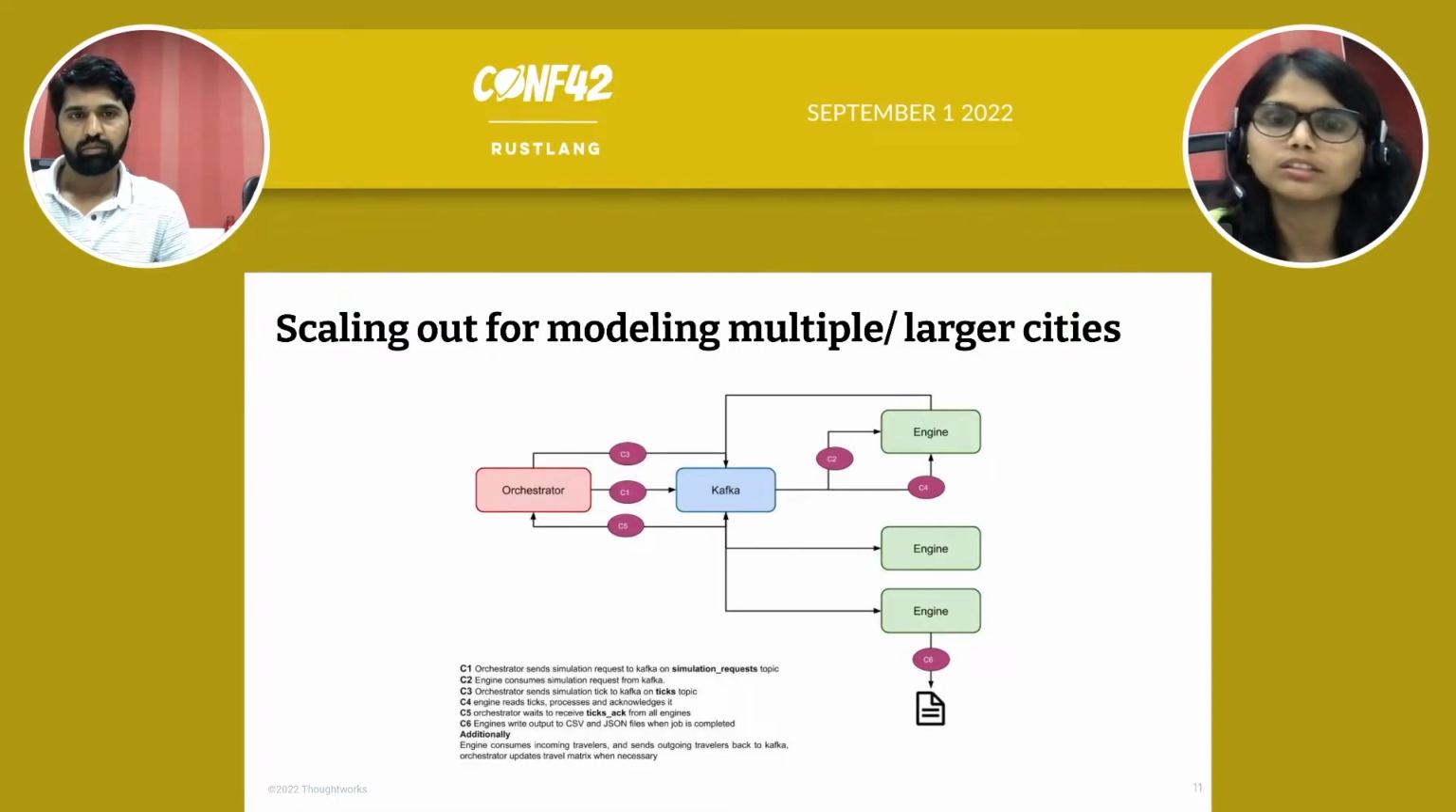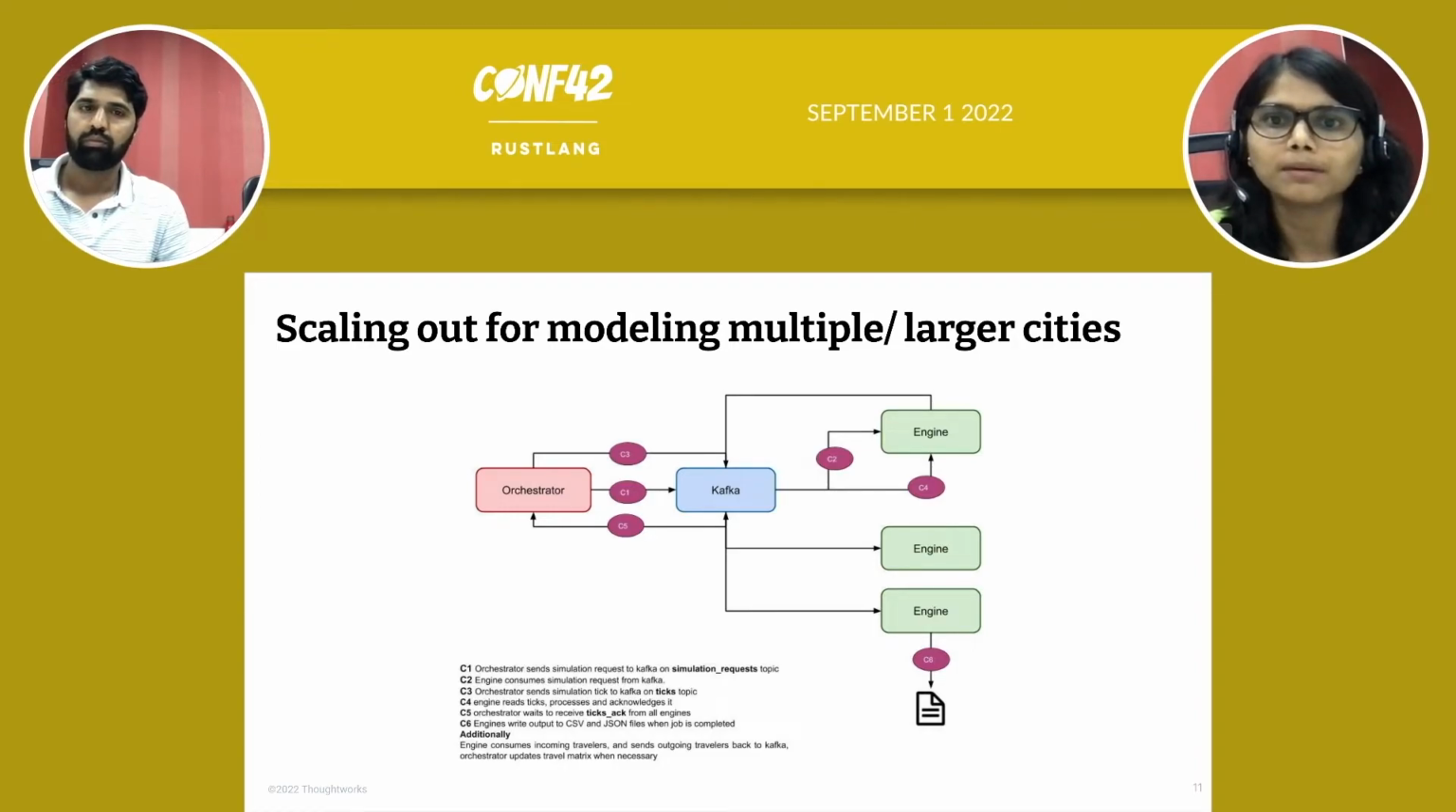Another thing is these engines are not completely isolated from each other. Agents will be traveling from one city to another city or one ward to another ward. That we are achieving using Kafka, where data of such commuters is sent over Kafka and other engines will read it from Kafka.